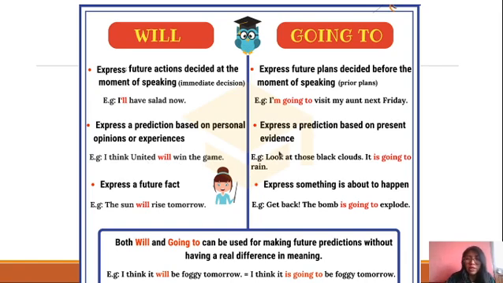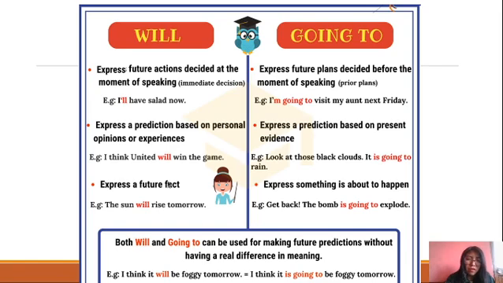In the second, express a prediction based on present evidence. Okay, in this case, in order to make a prediction about the future, if you want to use going to, you need to present your evidence. For example, look at those black clouds. It is going to rain. In this case, that is my evidence, the black clouds. So for this reason, I can use going to in order to speak about the future. It is going to rain.